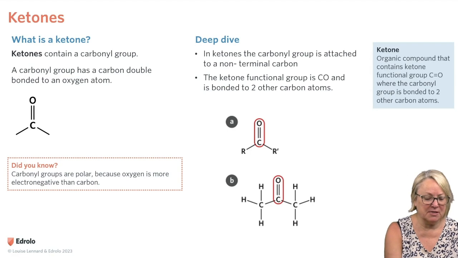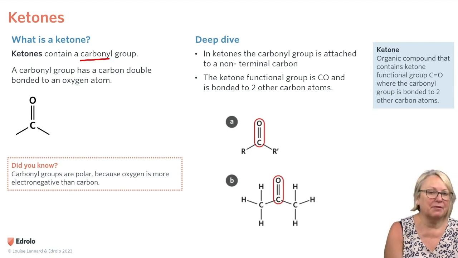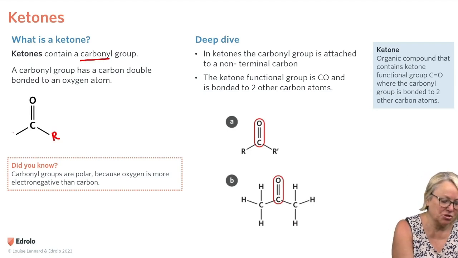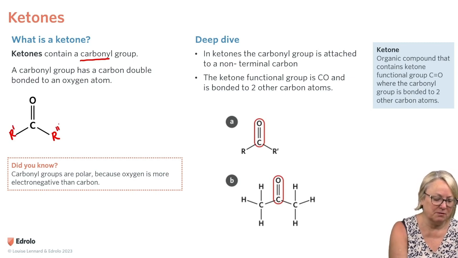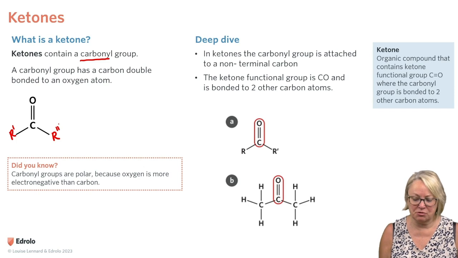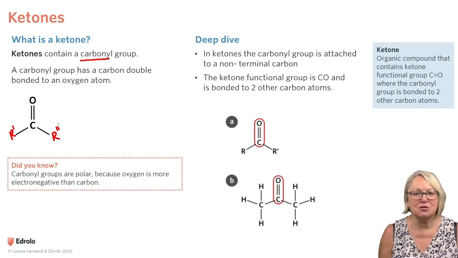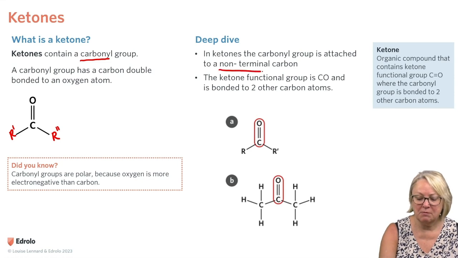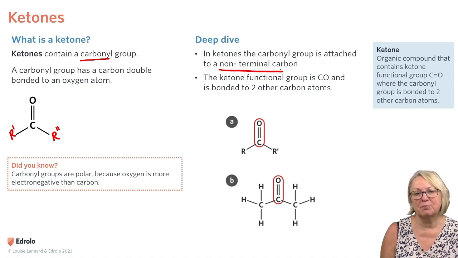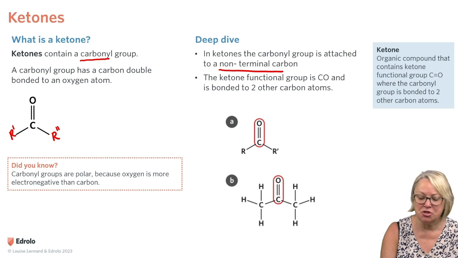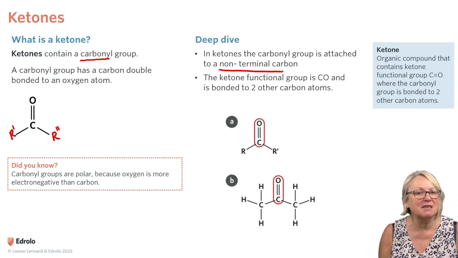Ketones also contain the carbonyl group, but the carbonyl group is attached to two other alkyl groups, R1 and R2. R1 and R2 can be the same or they could be different. So importantly, the carbonyl group in a ketone is attached to a non-terminal carbon. So the carbonyl group is somewhere in the middle of the molecule.